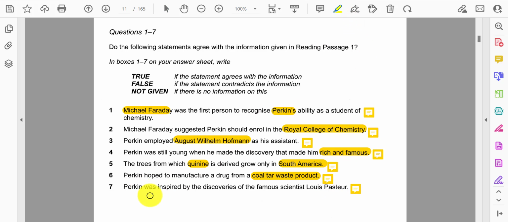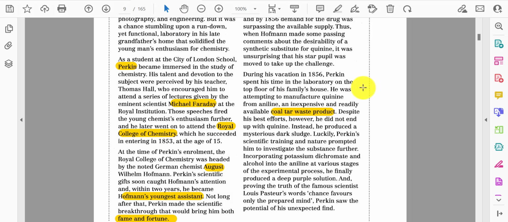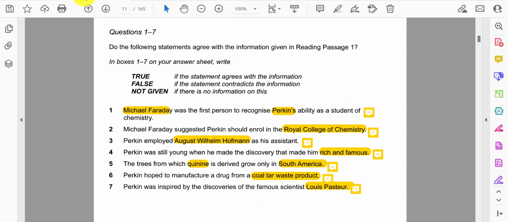Question number 7. Perkin was inspired by the discoveries of the famous scientist Louis Pasteur. Underline Louis Pasteur. Scan for the name. Read the question one more time. Perkin was inspired by the discoveries of the famous scientist Louis Pasteur.